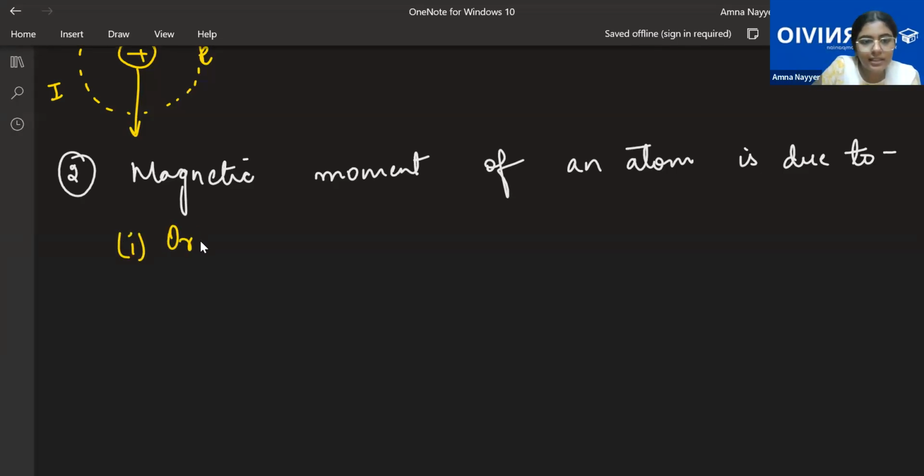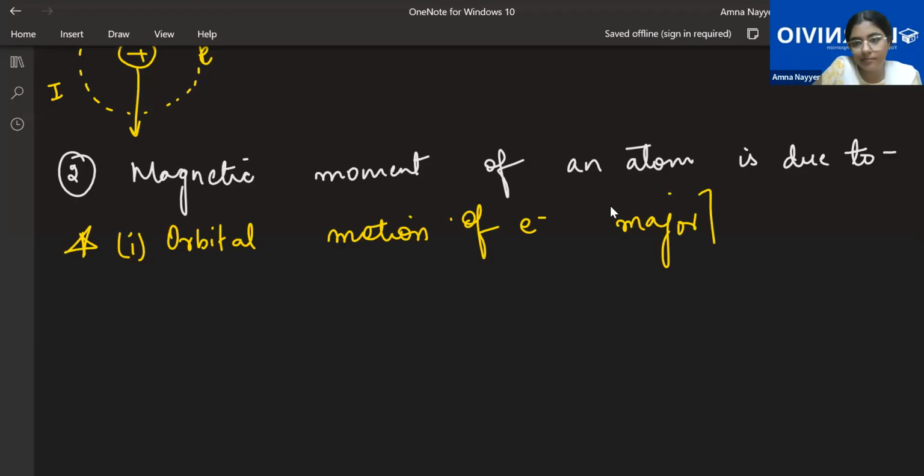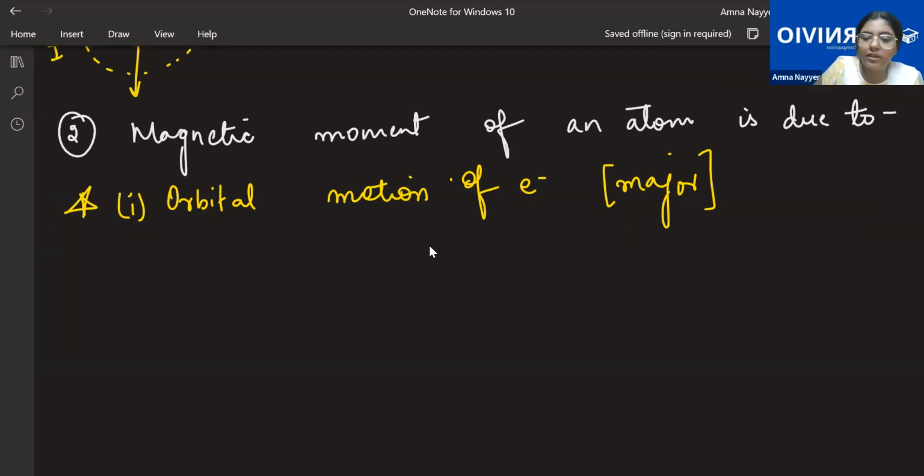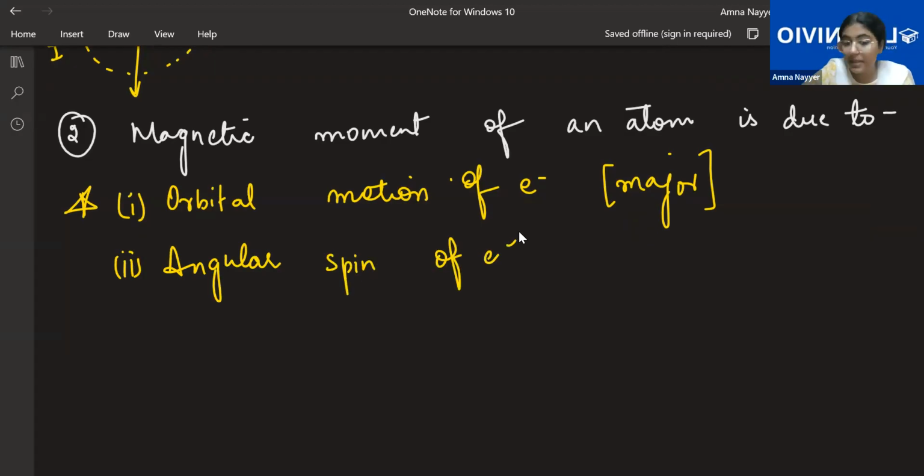So the first reason is orbital motion of electrons. This is very important because this is the major factor. Now, remember when I told you the sources of magnetic field, I told you about the angular spin of electrons. So angular spin of electrons is the next reason.